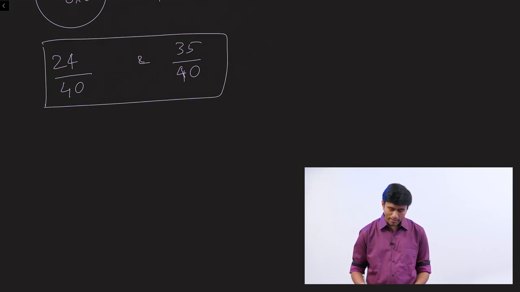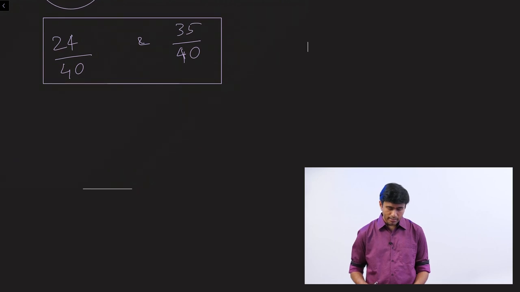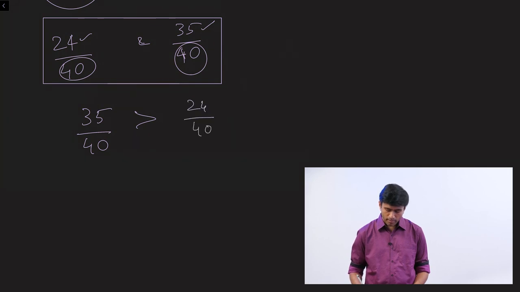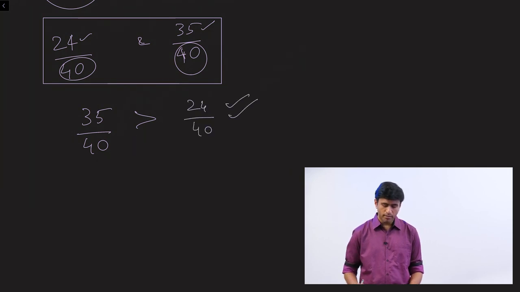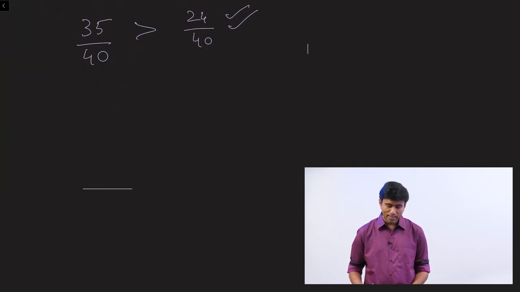Once you have like fractions, it's easy to compare. We have the same denominators, so you just have to look at the numerator. Which is greater? 35 by 40 is greater, so we can write it as 35 by 40 is greater than 24 by 40. This is how you can compare fractions when they don't have the same denominator and numerator.